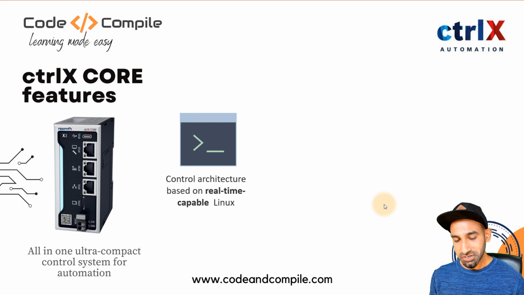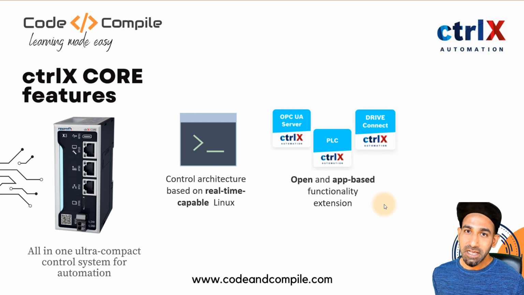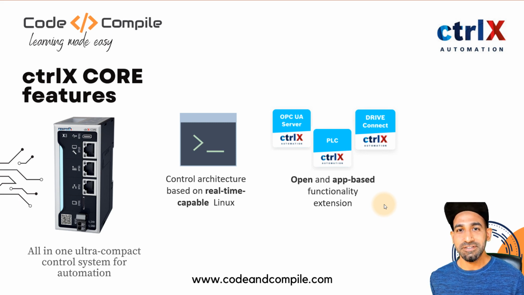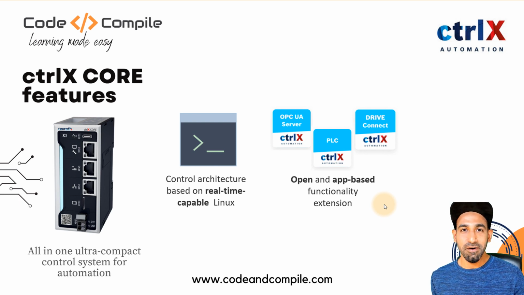Another amazing feature of ctrlX is that you can use open and app-based functionality. This is the thing which I love about Bosch ctrlX. In this controller, you can install various apps just like you install apps on your mobile phone. So imagine you install an app of a PLC, then this controller acts as a PLC. If you want this controller to work as an OPC UA server, just install the app and there you go. If you want it to work as an MQTT broker or MQTT client or whatever you can imagine in your application, just install the app and this controller is ready to use.